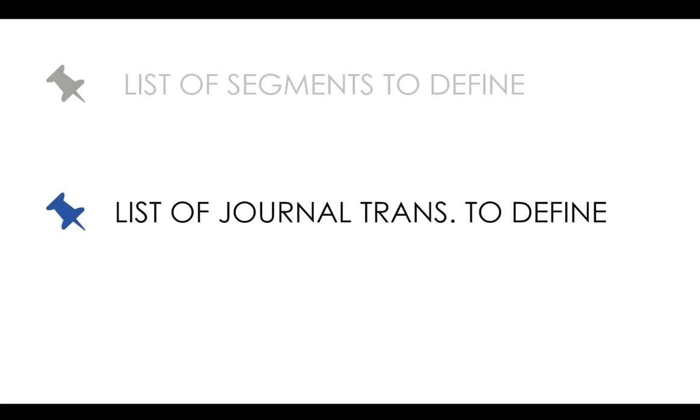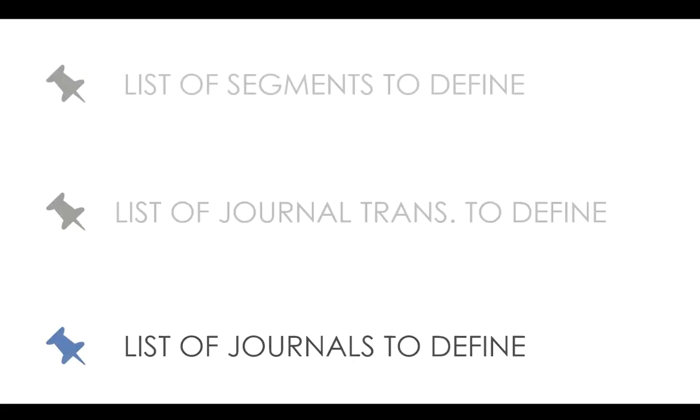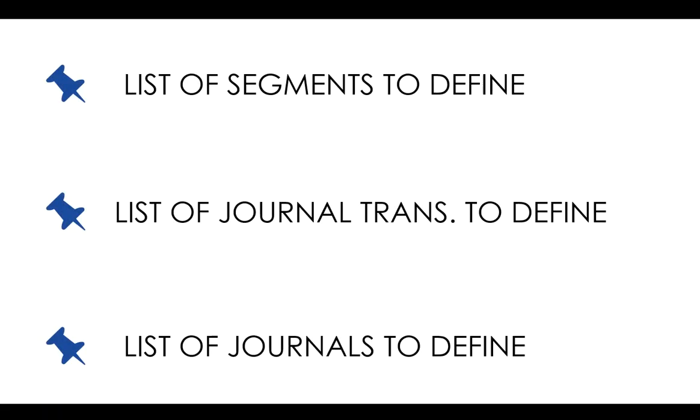This means you will need to have a list of segments to define. You will also have a list of journal transactions to define, and then finally you will need to have a list of journals to define. So you will need three main parameters: segments, journal transaction codes, and journals.